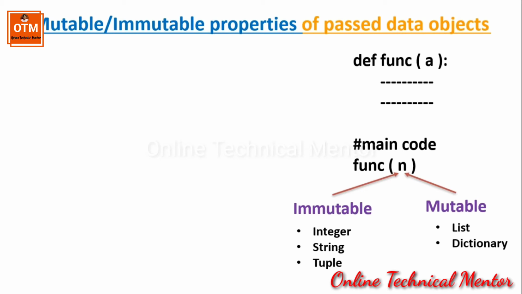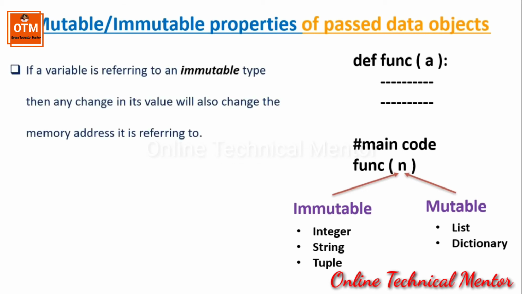Now let me show you what happens when we send an immutable type or a mutable type. Let me start with the immutable type. If a variable is referring to an immutable type, then any change in its value will also change the memory address it is referring to. Let me explain it with a diagram. Suppose a is equal to 10. That means within memory, 10 will reside in some memory space and a is pointing to that memory space. Now suppose I am writing b equal to a. That means b will point to the same memory location.